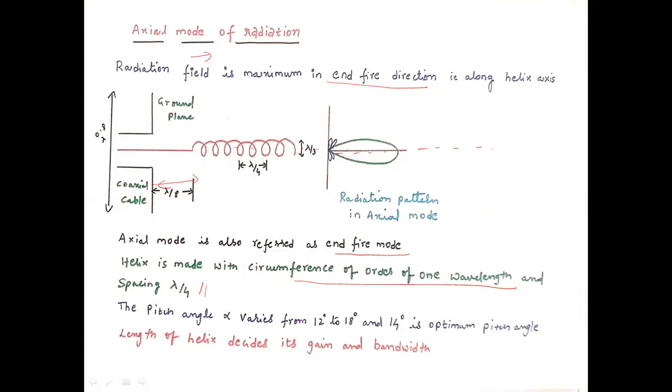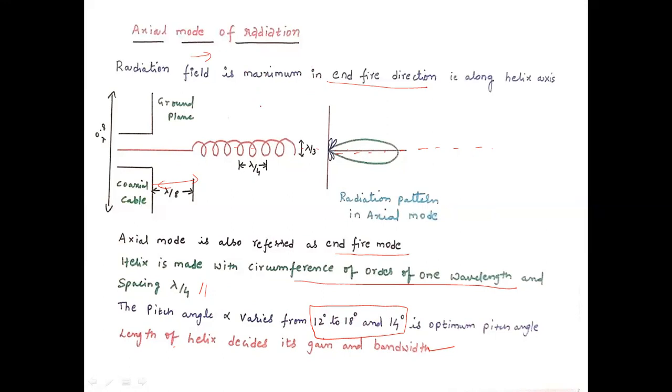The pitch angle range we have also specified here. It should be between 12 degrees and 18 degrees. Already we said that the pitch angle should not go to extreme cases. It should be in between the range of 0 and 90, and 14 degrees is chosen as the optimum angle. The length of the helix decides the gain and the bandwidth of the antenna. So these are the different parameters related to the axial mode of operation. In the practical world, compared to normal mode of operation, axial mode is operated in a wide range.